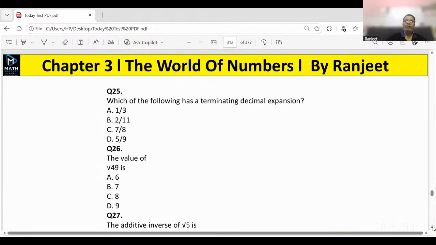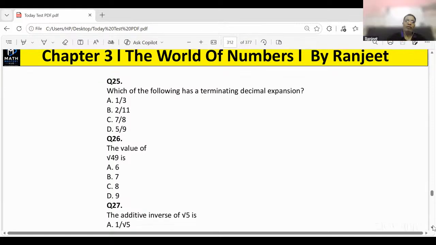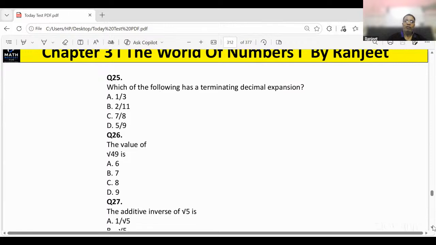Question number 25. Which of the following has terminating decimal expansion? 7 upon 8. Yes. Question number 26.